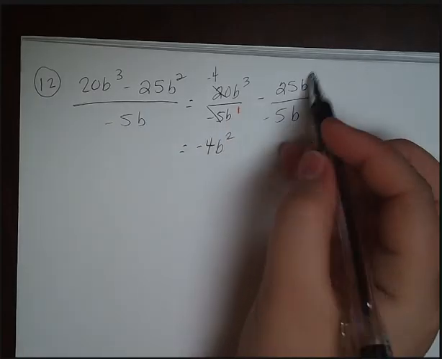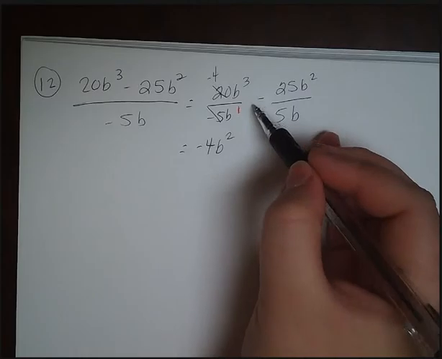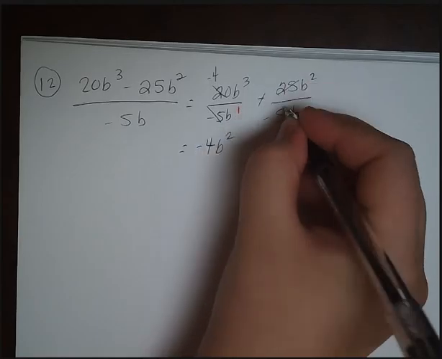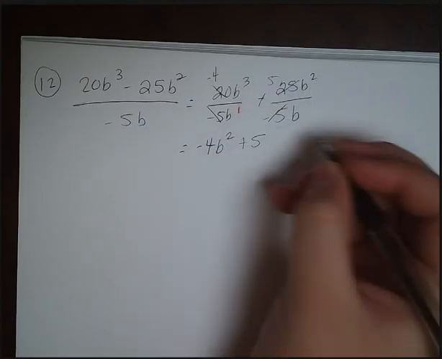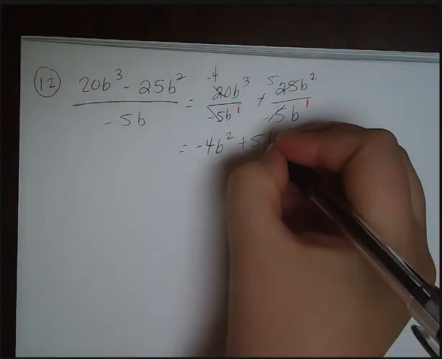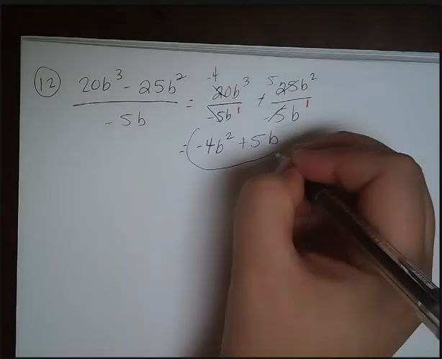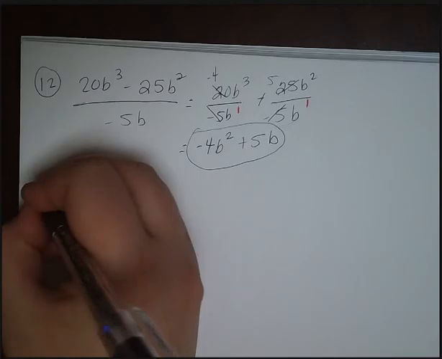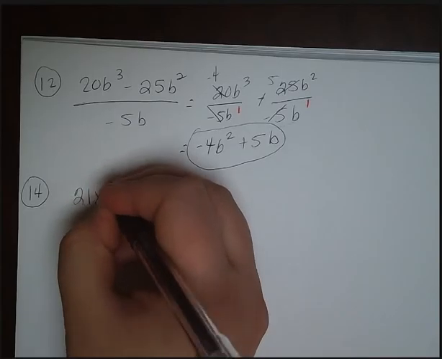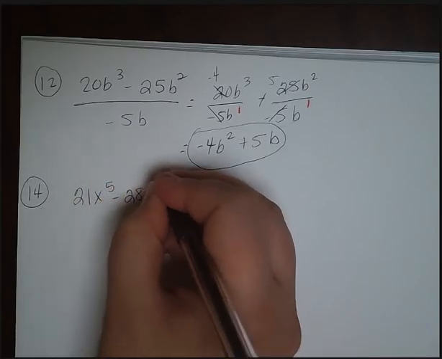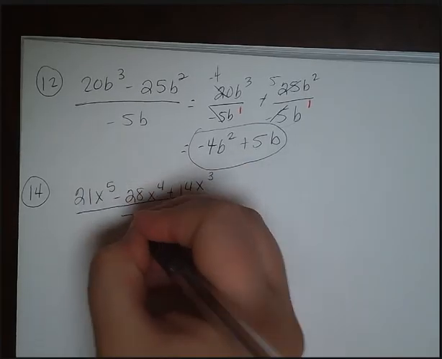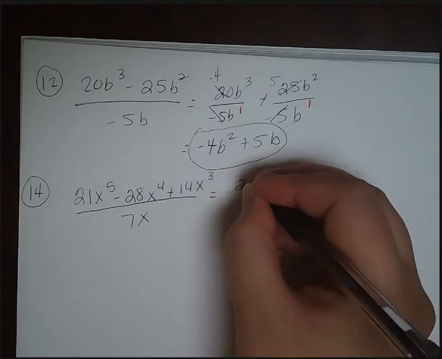Now notice here this is a negative 25. So negative 25 divided by negative 5 is going to give me a positive 5. b squared divided by b to the first is just going to give us a b. Number 14, we have 21x to the 5 minus 28x to the 4 plus 14x to the third all over 7x. So we're going to rewrite this.